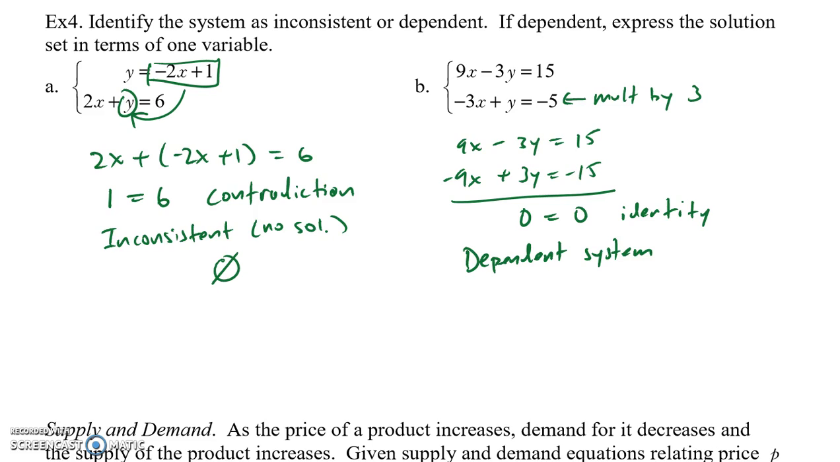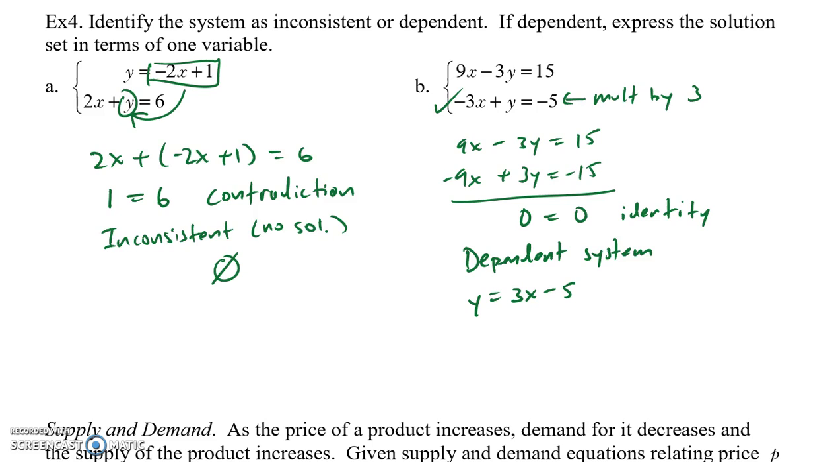To represent the infinite solution set of a dependent system, we can take one of the equations, it doesn't matter which one you work with, let's use the simpler one, the second equation, and solve it for either x or y. It's easiest here to solve for y. So let's write the second equation as y equals 3x minus 5.